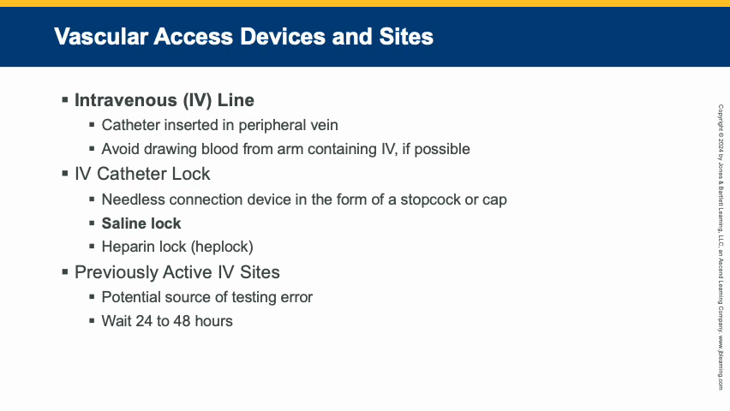IV lines. Intravenous means pertaining to or within a vein. Blood specimens should not be drawn from an arm with an IV, if possible. The specimens can be contaminated or diluted with IV fluid, causing erroneous and misleading test results. This is especially true if specimens are drawn above the IV, so make note to never draw above an IV.